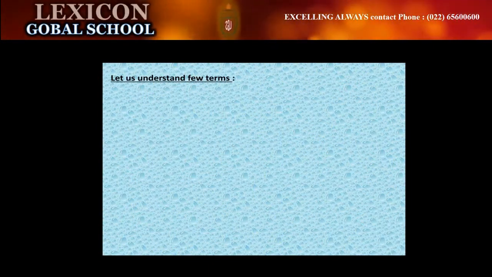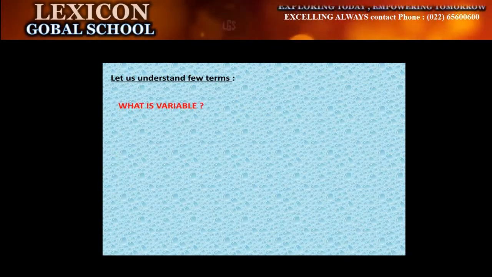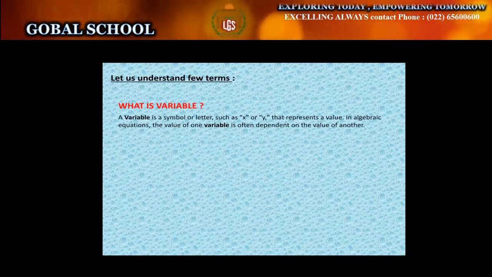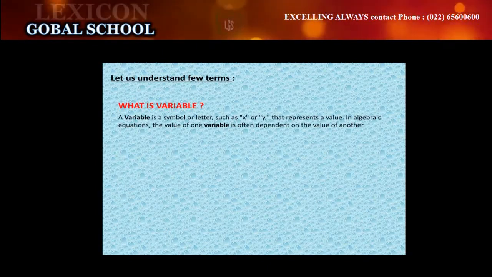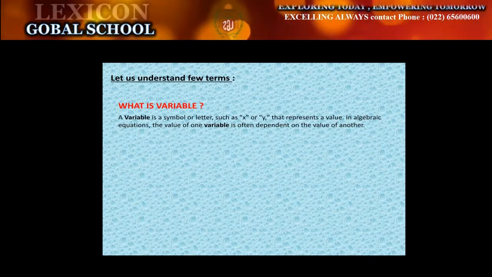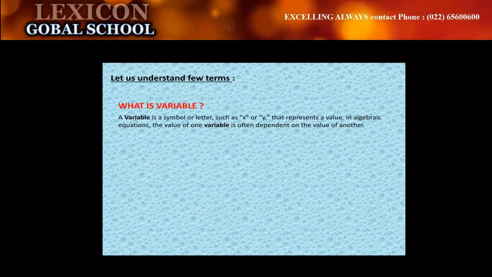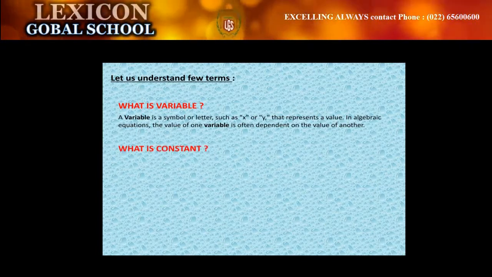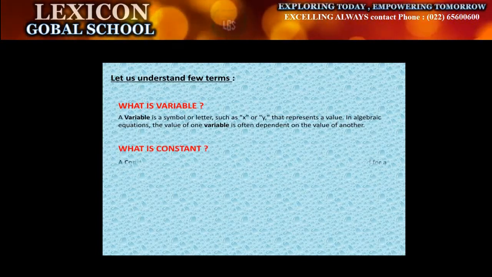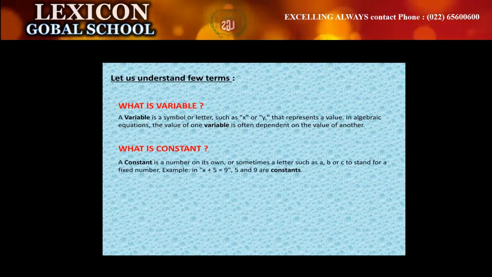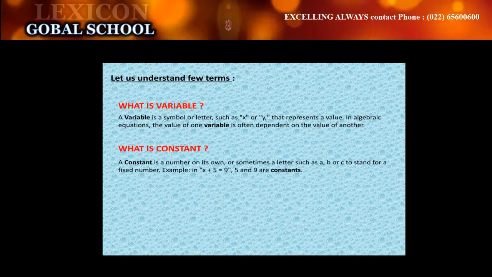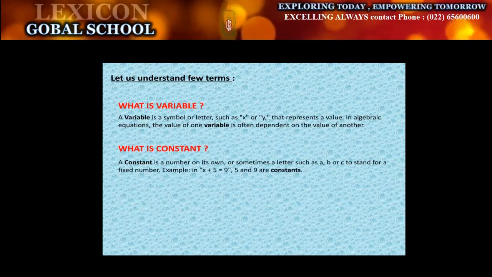Before we start, let us understand few terms. What is variable? A variable is a symbol or letter such as x or y that represents a value in algebraic equation. The value of one variable is often dependent on the value of another. What is constant? A constant is a number on its own or sometimes letter such as A, B or C to stand for a fixed number.